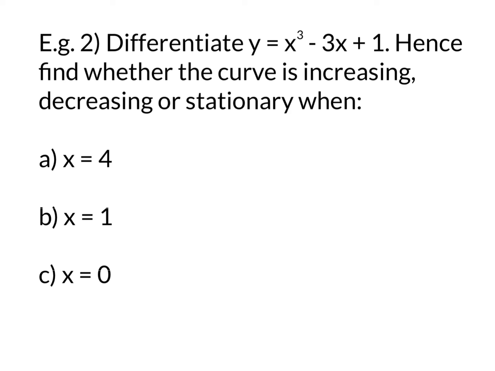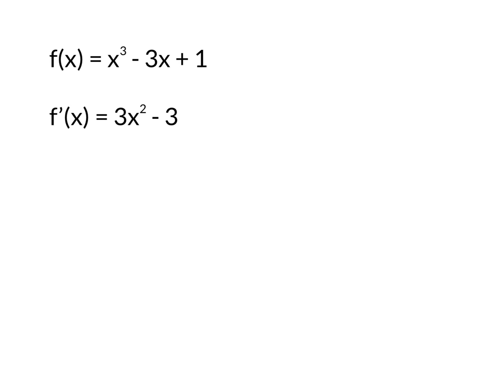The next one: differentiate y equals x cubed minus 3x plus 1, and then we're going to find whether it's increasing, decreasing or stationary at those 3 points. So we'll do them individually. So let's start with x equals 4. So differentiate first. If you differentiate x cubed minus 3x plus 1, you get 3x squared minus 3.